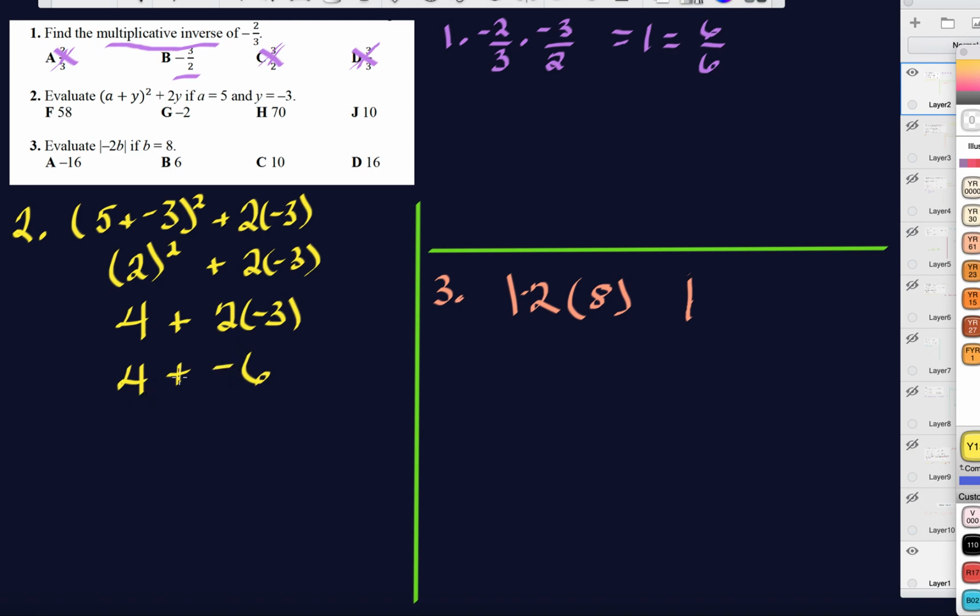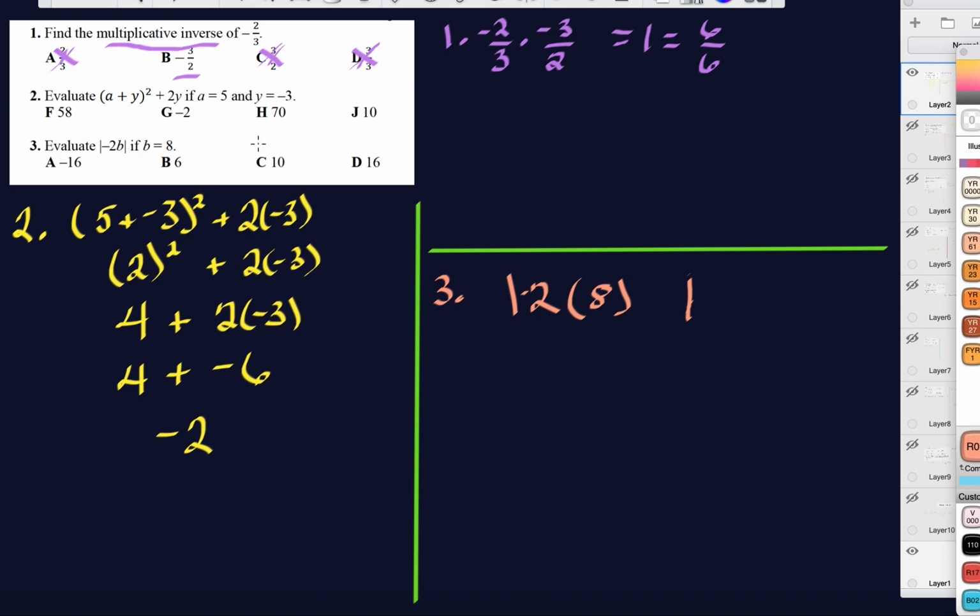All right, so 4 plus negative 6. So I start over here on the number line at 4. I go back 6 spaces. I've crossed over the 0, and I end up at negative 2. And that's how you solve that ugly mug. Let's move back over here.